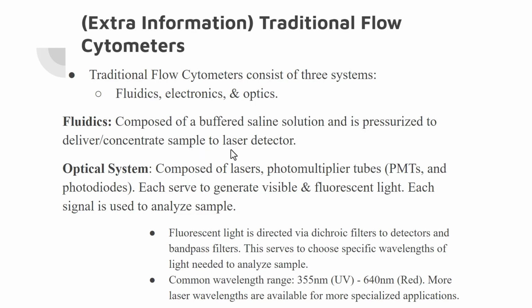The optical system is composed of lasers, photomultiplier tubes, and photodiodes. Each serve to generate visible and fluorescent light. Each signal is used to analyze the sample. So the fluorescent light is actually going to be directed via dichroic filters to the detectors and bandpass filters. This is going to serve to choose specific wavelengths of light needed to analyze the sample. For most machines, we were able to find the common wavelengths are typically about 355 nanometers, the UV region, to 640 nanometers, red. More laser wavelengths are available depending on certain applications.